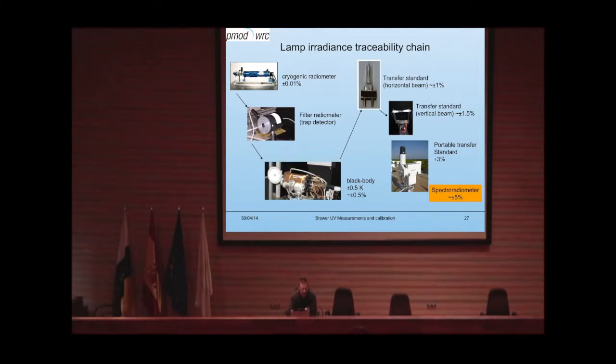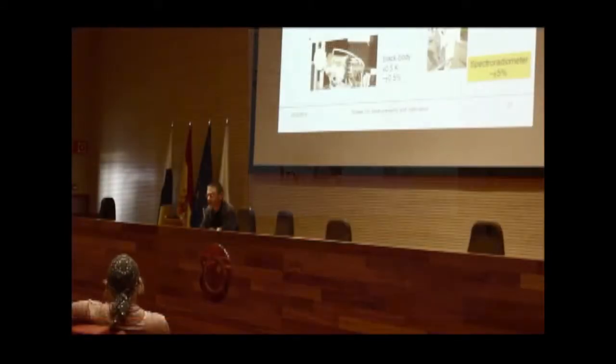So on the top left corner, you see the absolute reference. That is the 0.01% uncertainty from a cryogenic radiometer, which is the absolute instrument that allows you to have an irradiance value without any calibration. It's an absolute instrument, and that is forming the basis of all the irradiance scales that we have. And this is brought down step by step all the way to the black body, which forms the reference for spectral irradiance. At this stage, we have gone from a 0.01% uncertainty to about a 0.5% uncertainty.